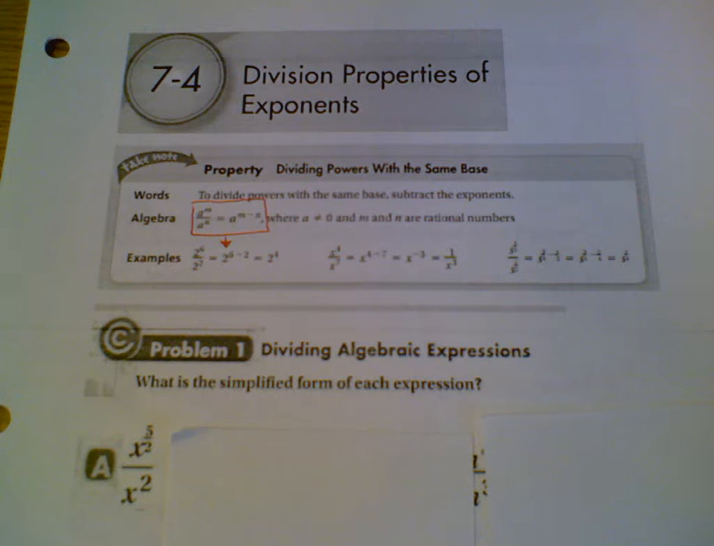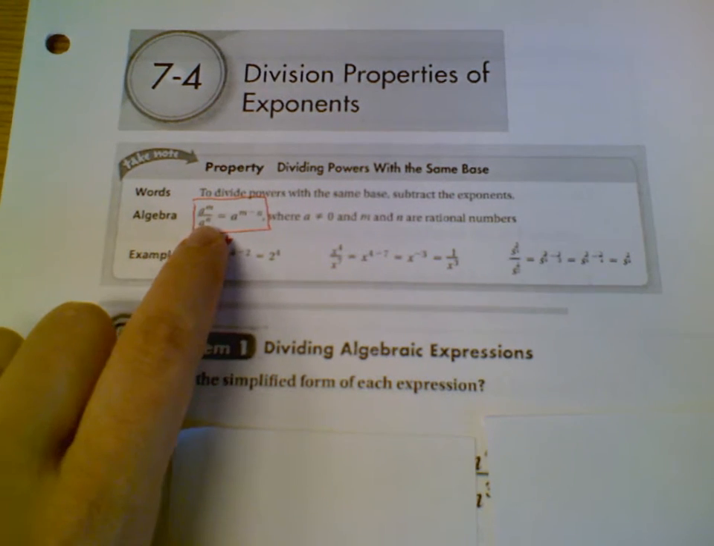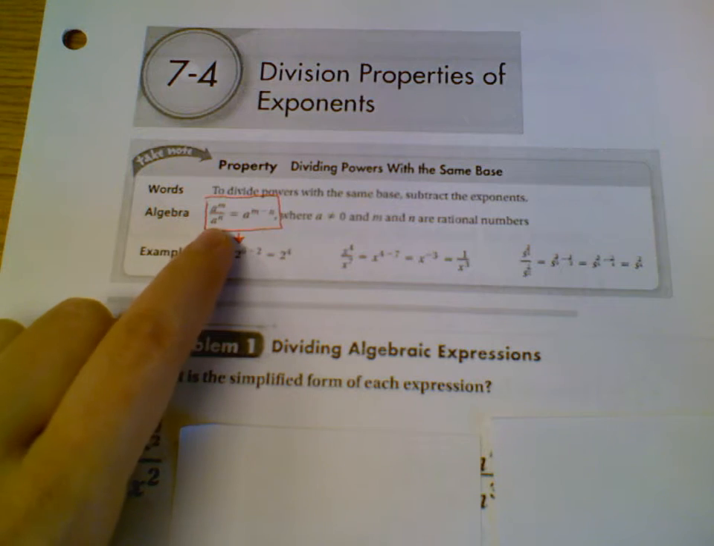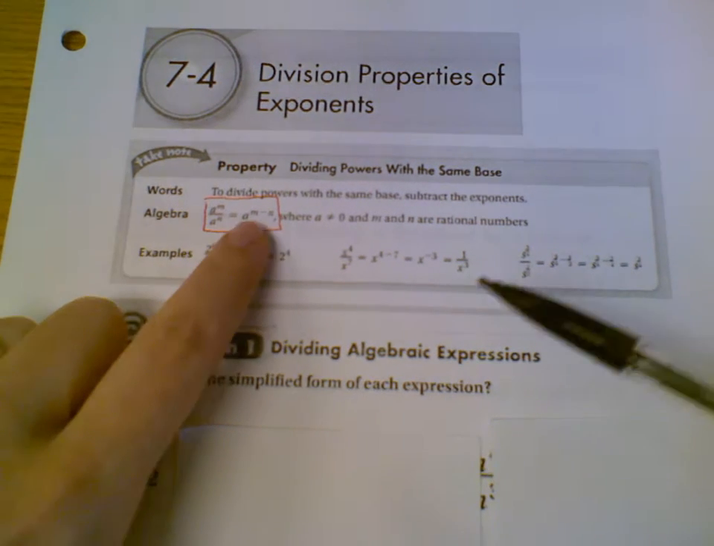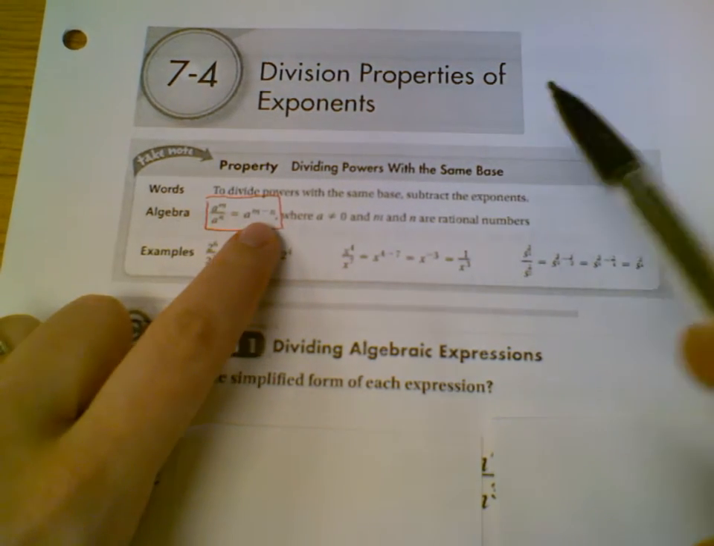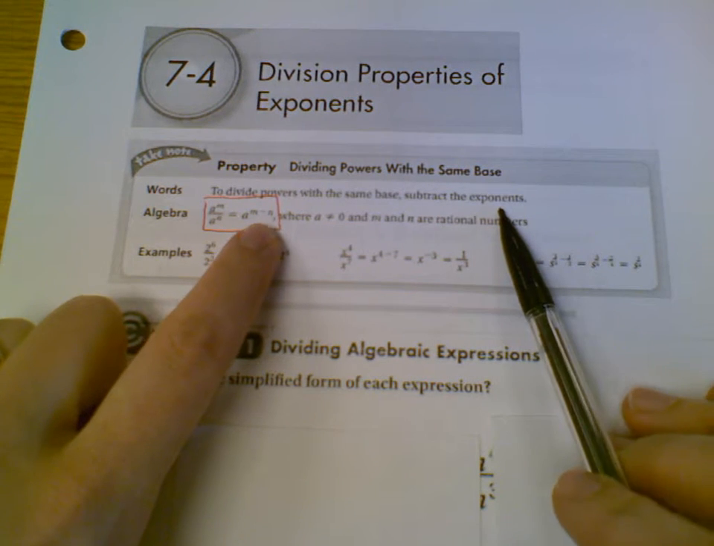Section 7.4 is the last section where you have to learn another exponent rule. So the last exponent rule is what happens when I'm dividing. When I'm dividing two powers with the same bases, I'm going to subtract those exponents.